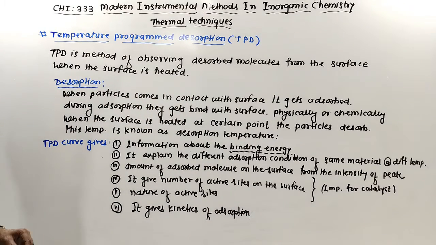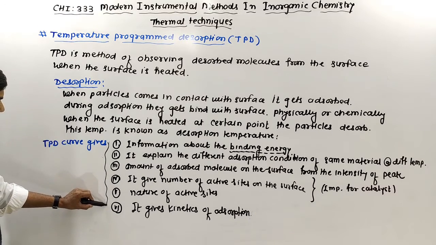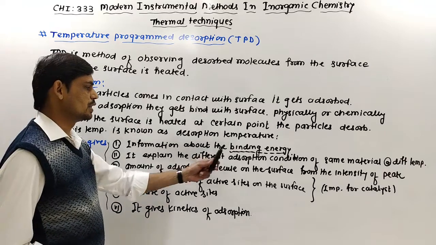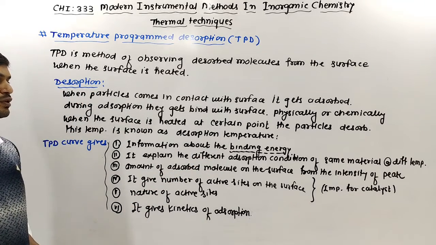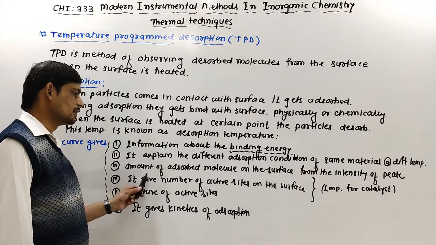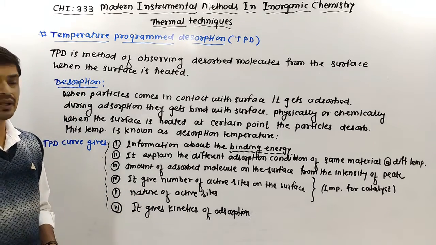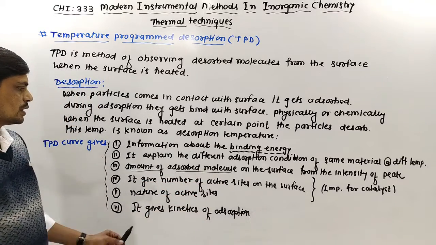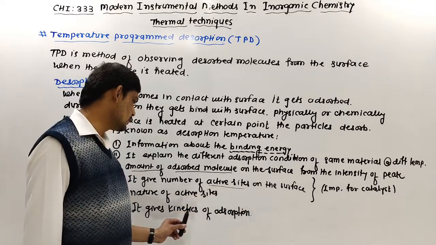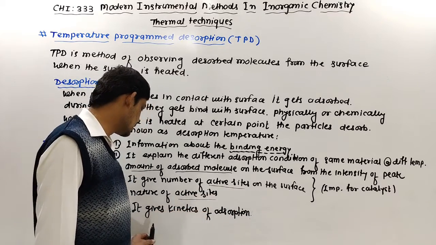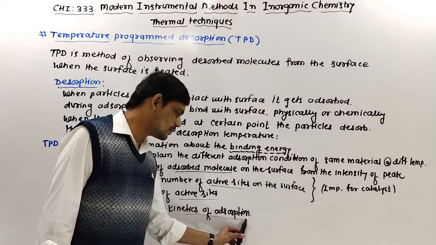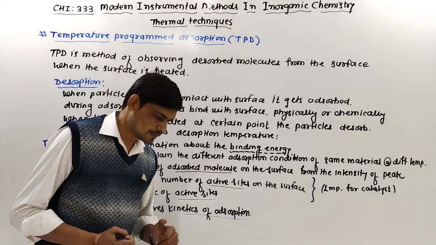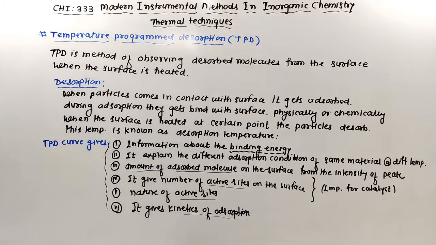So students, these are the very valuable information which we can get from the TPD curve. First one, it gives the binding energy. It explains the different adsorption condition of the same material at a different condition. From the intensity of a peak, it gives the amount of adsorbed molecule. It also gives the number of active sites and even the nature of active sites, and finally the kinetics of adsorption. Is it clear? Okay, so note it, take your screenshot.